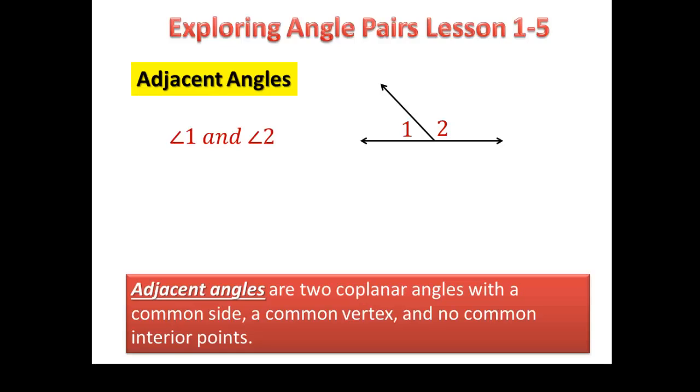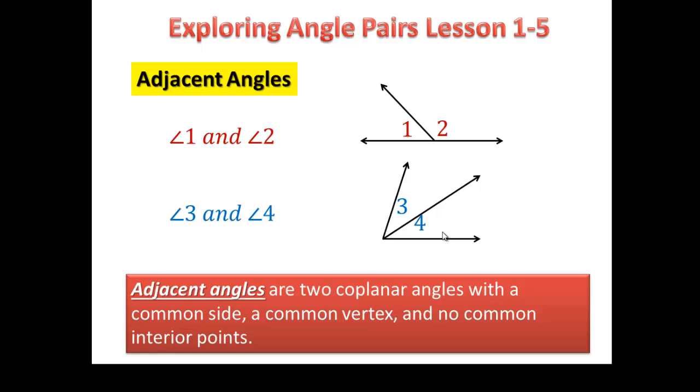Welcome to this video. Today we are going to talk about angle pairs, and the first pair of angles that we are going to talk about are adjacent angles. Angle 1 and angle 2 are perfect examples of adjacent angles. They are just angles that are right next to each other, or as I like to say, they are just side by side. Angle 3 and angle 4 are also examples of adjacent angles.